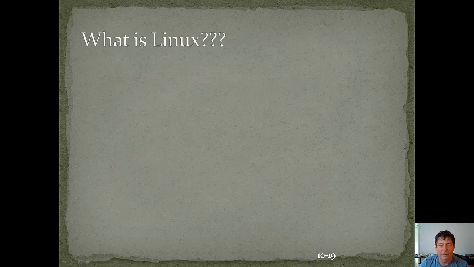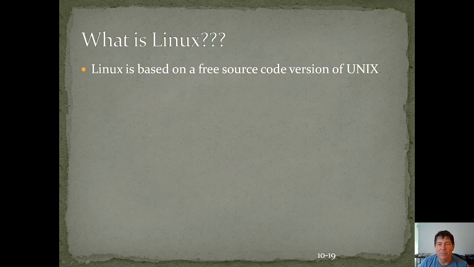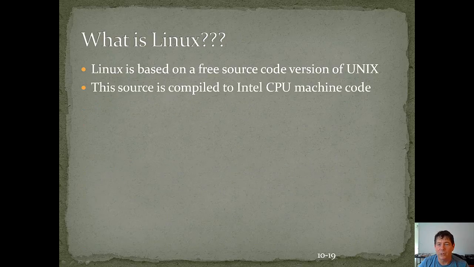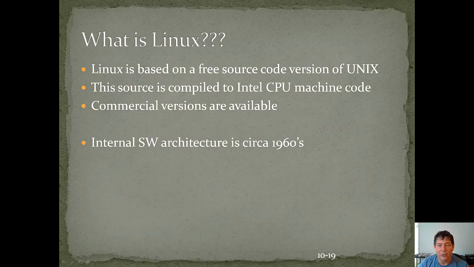So what is Linux? Well, it's based on a free source code version of Unix. The source is compiled to Intel CPU machine code. Commercial versions are available. Red Hat might be the most famous company that distributes a commercial version of Linux. Its internal software architecture dates back to the 1960s. It is a multi-user OS for a single-user machine.